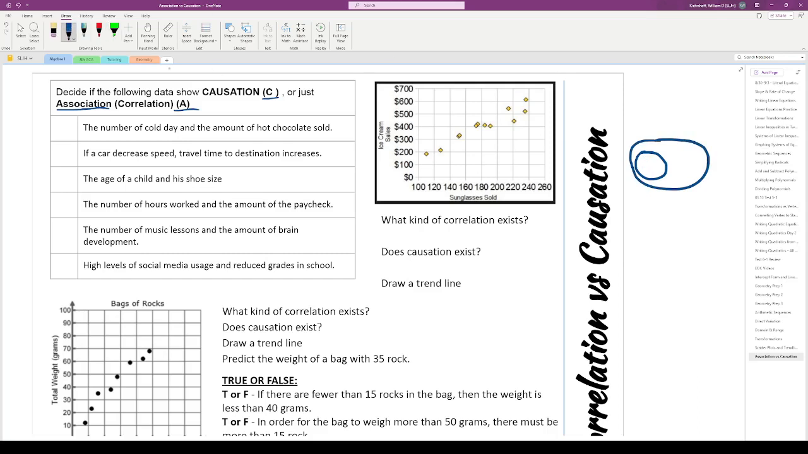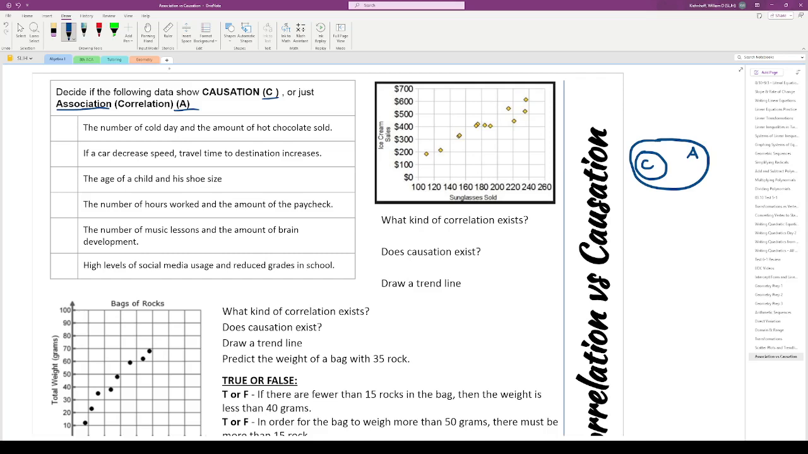So causation is a special kind of association. Association is broadly just meaning that there's a connection between the two, that they have a trend between them. Causation means not only do they have that trend, but also one directly causes the other. So causation is always a type of association, but it's more specific, like it's special.